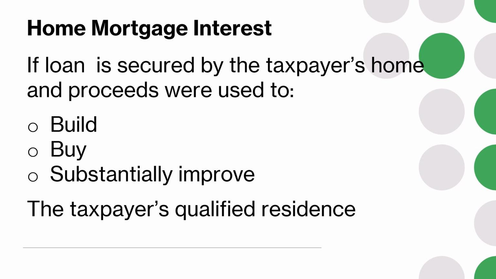So first of all, the loan has to be secured by the taxpayer's home, but also the proceeds have to be used specifically to either build or buy or substantially improve that property. So if people are taking out mortgages above the value of the home and going on vacation, or they're paying tuition, or any number of other things, paying off credit card debt, they can't deduct the amount of interest that is applicable towards what didn't cover the home itself or improvements to the home. And that would be the taxpayer's qualified residence.